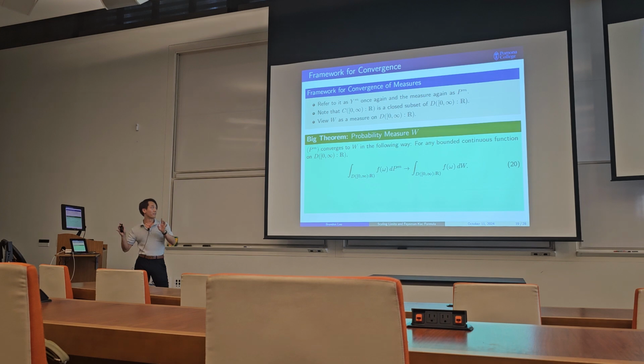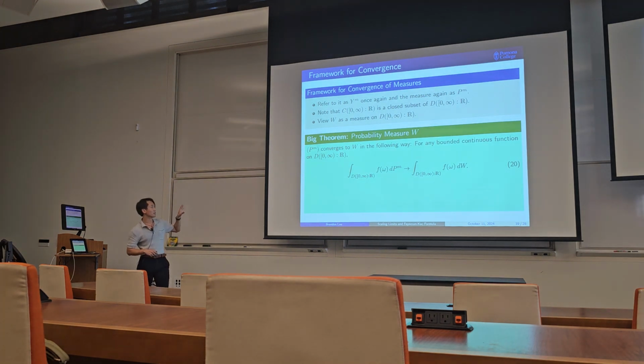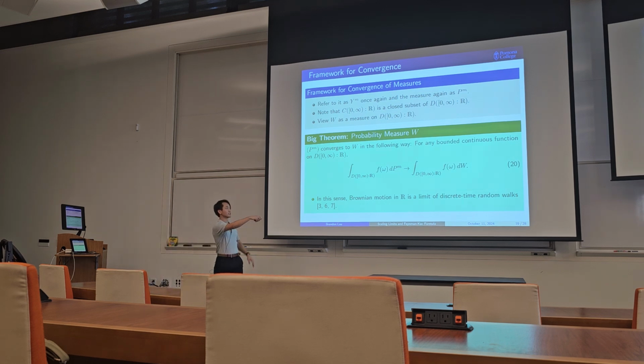Now, this is going to be a very big theorem. What we actually end up seeing is that our measure P converges to the Wiener measure in the following way. For any bounded continuous function on càdlàg functions going from 0 to infinity to R, we get the following theorem. This is really cool because what this essentially means is that just by scaling the probability measure from our random walks, we actually end up getting that Brownian motion is a limit of those random walks that we scaled early on.